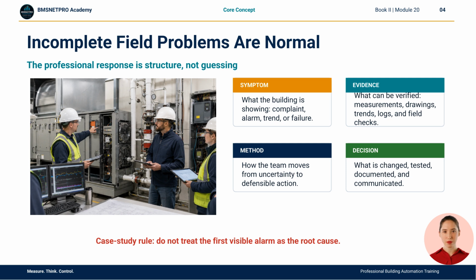This is especially important for multi-system problems. A room that is too warm may not be a thermostat issue. It could be airflow, hydronics, a sensor bias, a valve problem, a sequence conflict, or a scheduling condition. This module teaches the discipline of staying with the evidence until the physical story makes sense.